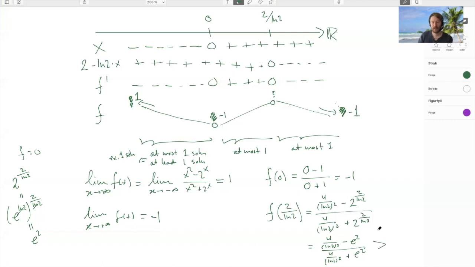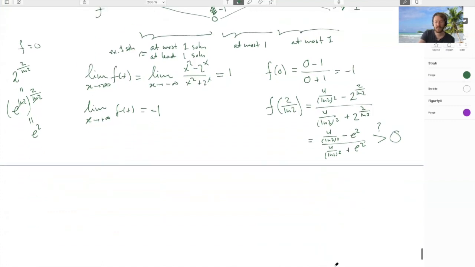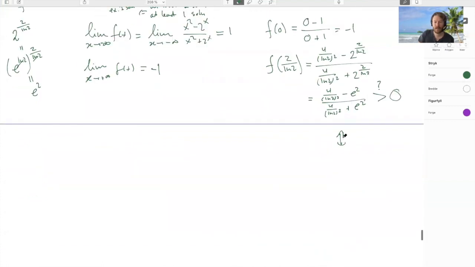And now my big question here is, is this positive? And this, of course, is equivalent to asking if this thing here is positive. So let's investigate this briefly. If we only focus on this, then we can move this to the other side. So we have 4 divided by ln 2 to the squared bigger than e squared. I'm only dealing with positive things here, so I can take the square root on both sides. So now I'm having this.